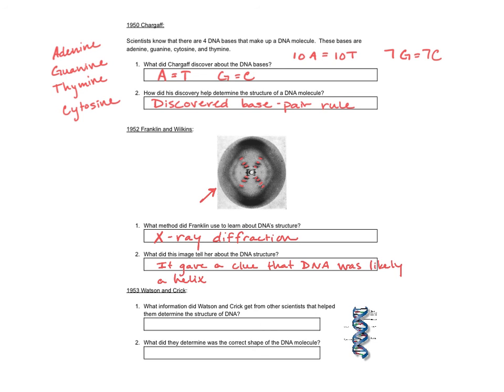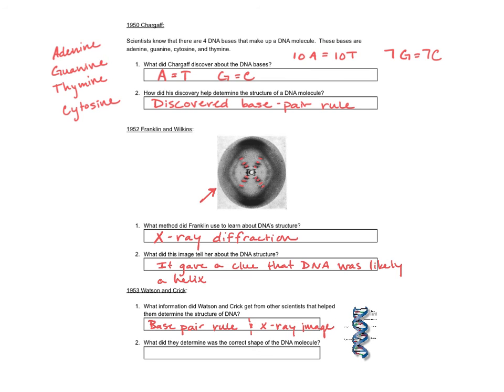And finally, Watson and Crick are the 2 scientists who discovered definitively the structure of DNA, and they received information that Rosalind Franklin had discovered, and it was given to them by Maurice Wilkins. So they were able to determine the shape of the molecule from Franklin's X-ray diffraction image, and then the base pairing rule that Chargaff discovered also helped them know which molecules were connected to each other in the double helix.